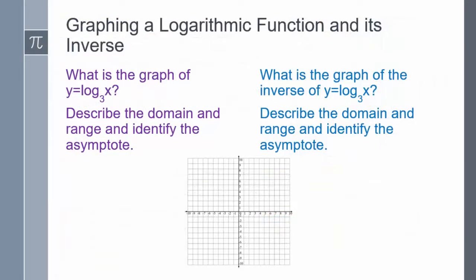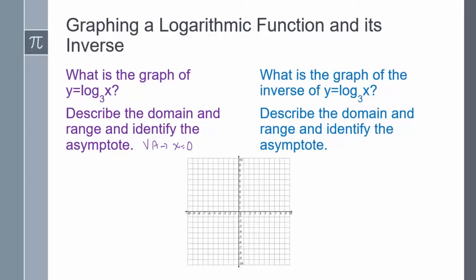Graphing a logarithmic function and its inverse. What is the graph of y equals log base 3 of x? Describe the domain and range and identify the asymptote. Since this is a logarithmic graph that doesn't have anything added or subtracted to it, I can say that this is my parent function and my asymptote is a vertical asymptote at x equals 0.